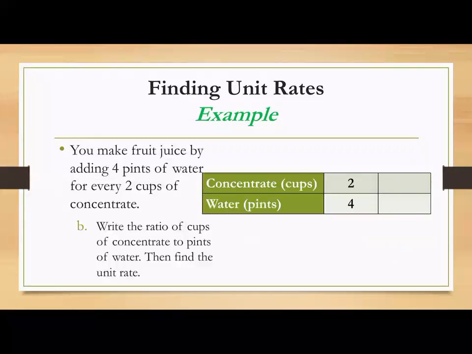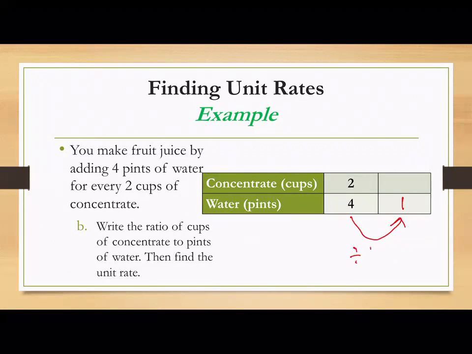Now here, let's say I wanted to find the ratio of cups of concentrate to pints of water, and I want the unit rate for that. So I want to know how many cups of concentrate are in 1 pint of water. Well, how do I go from 4 to 1?